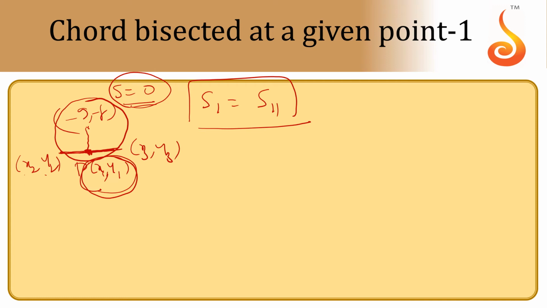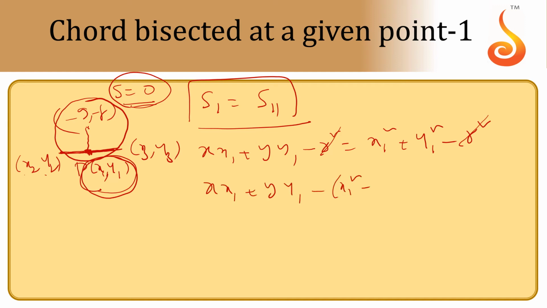Now suppose, for S equal to 0, S1 equal to S11, if I ask you to write it for the standard circle, S1 is xx1 plus yy1 minus r square, and S11 is x1 square plus y1 square minus r square. So r square gets cancelled. xx1 plus yy1 minus (x1 square plus y1 square) equal to 0. So this will be the chord with midpoint x1, y1.